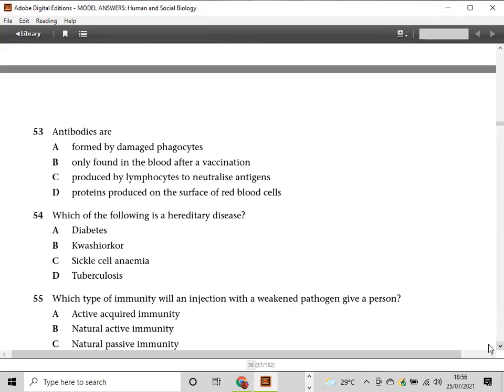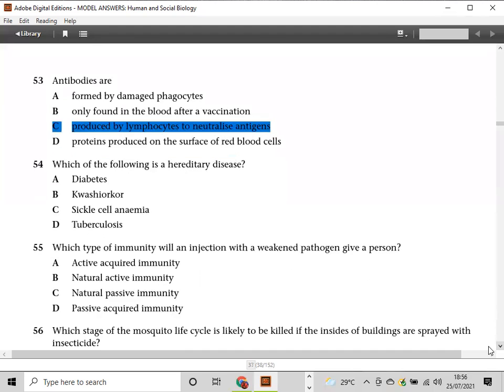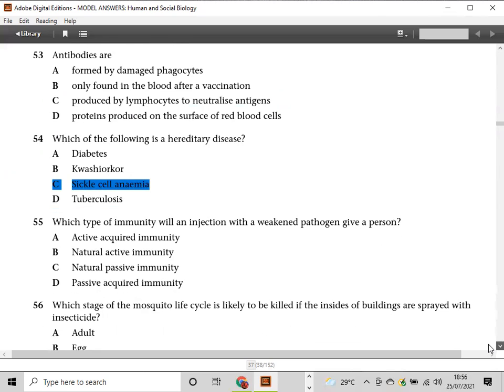Antibodies are 53, produced by lymphocytes to neutralize antigens. That's what antibodies do. 54. Which of the following is a hereditary disease? You're born with it. So 54 is C. You get that from your parents, so it's sickle cell.